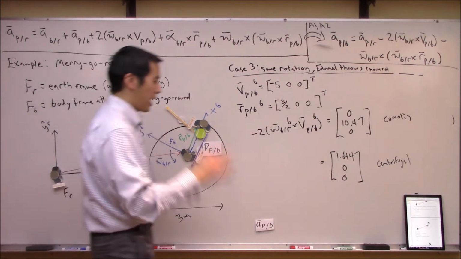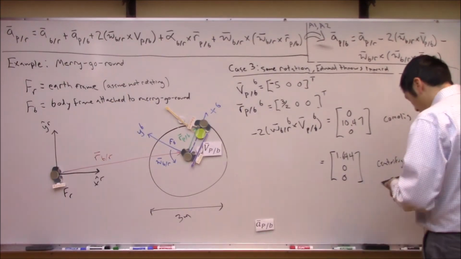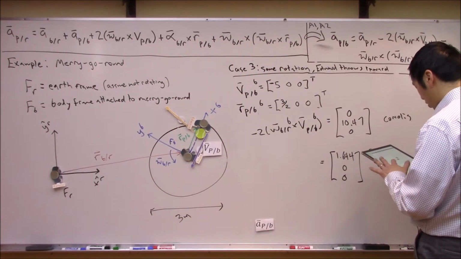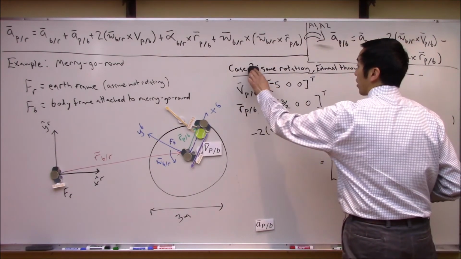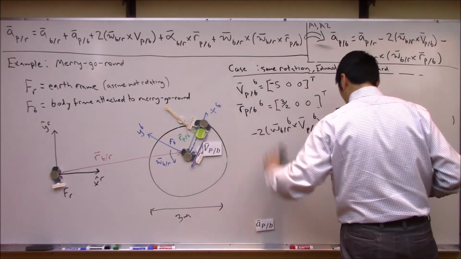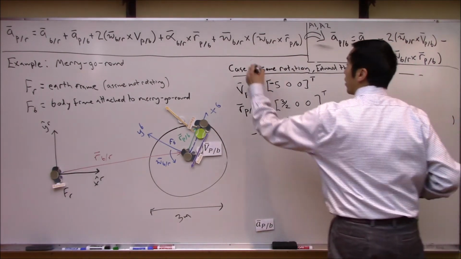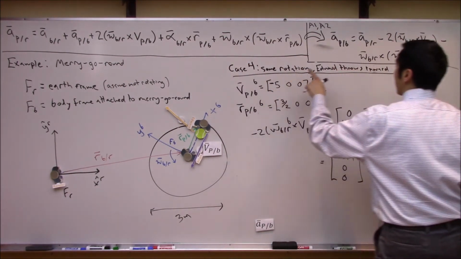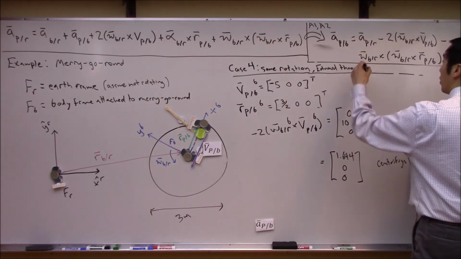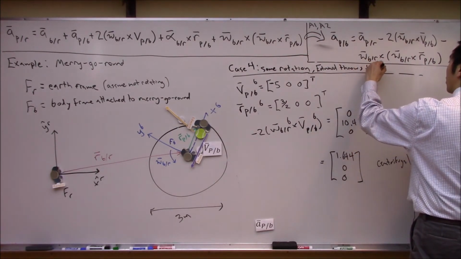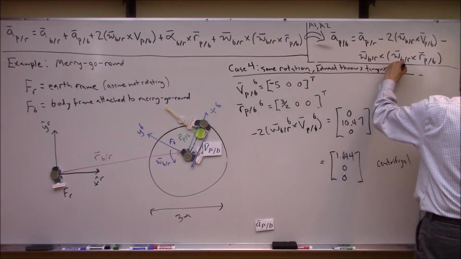Okay, great. Now I think you get the pattern. What we want to do is start playing with a couple of these. So let's go to case 4. Case 4 is the same rotation, but Edward now, instead of throwing inward, throws tangentially in the direction of travel.